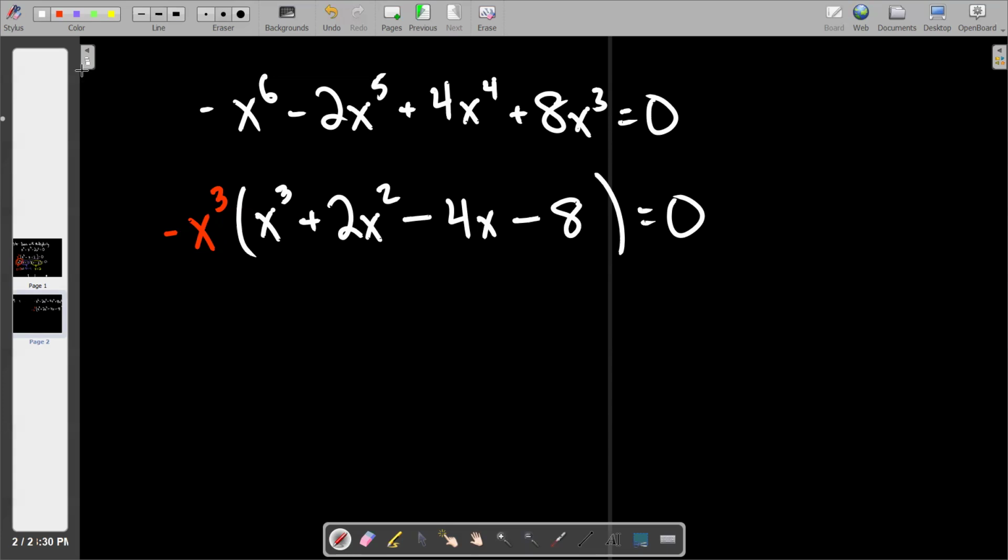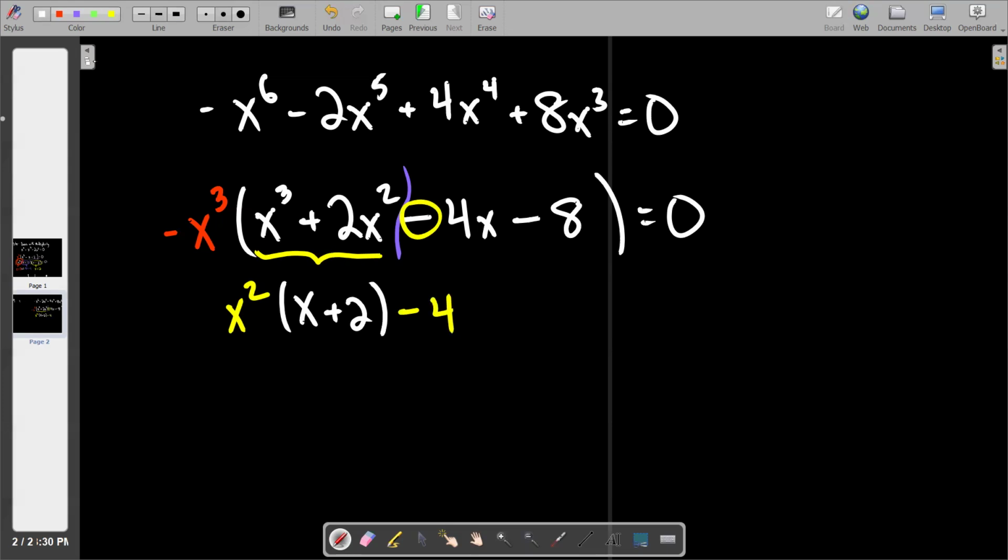And then of course it's a grouping problem. So we're going to wall this little sucker down the middle. What is the GCF of this left half? X squared. Yes. Leaving behind x plus 2x, or 2, just 2. And then the second half, we bring down the minus, and we pull a 4, leaving behind x plus 2.